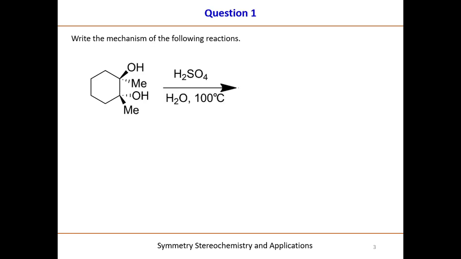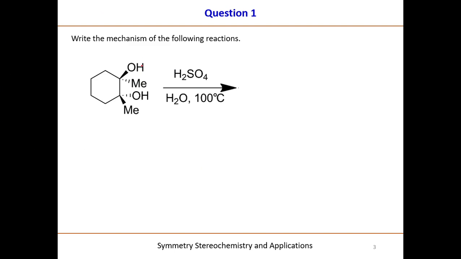So this is question number 1. The question is: write the mechanism of the following reactions. The structure is given here, and the reaction condition is also given here. This reaction looks simple, but we have to discuss the mechanism because it is a rearrangement reaction.